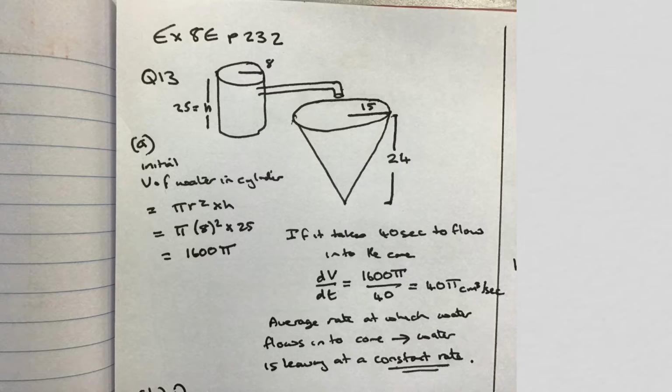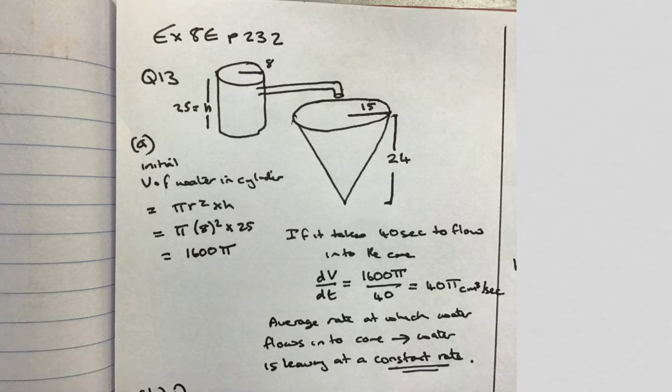So it's obviously pi r squared times h, which is a formula you're supposed to know, and the radius is 8, and the height is 25. So you've got 1,600 pi centimeters cubed of water inside your cylinder. Now it takes that water 40 seconds to flow into the cone. We're assuming that it's flowing at a constant rate because it hasn't said anything to the contrary. So the rate of flow is going to be 1,600 pi divided by 40. That's how much water is going to flow out in centimeters cubed per second, and that's 40 pi. So that's 13a, that's the beginning bit.